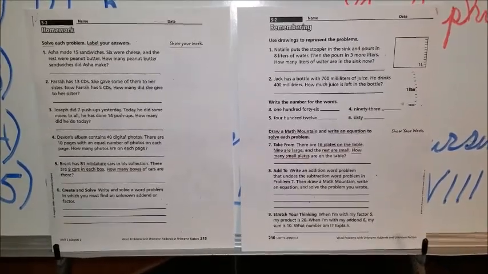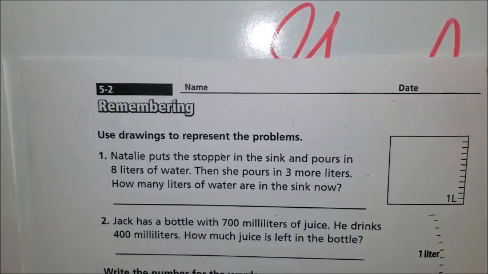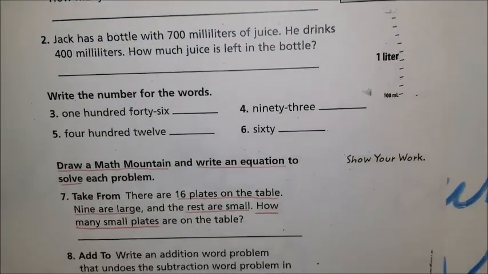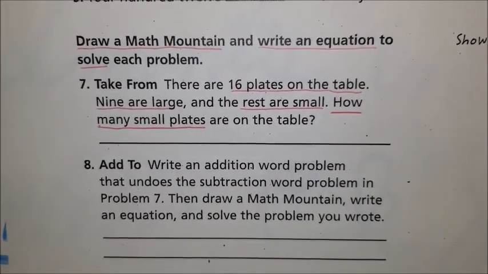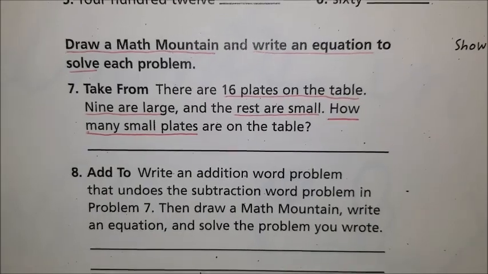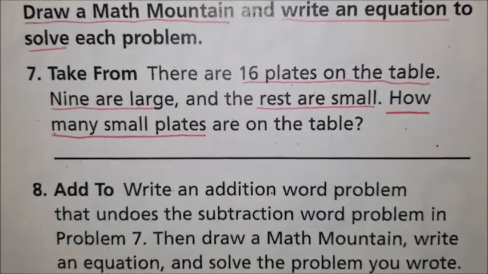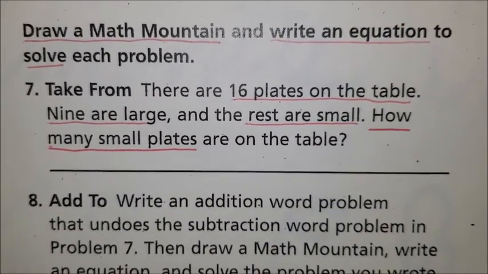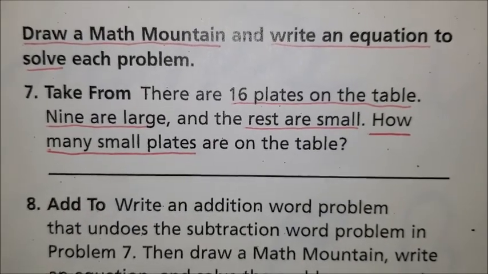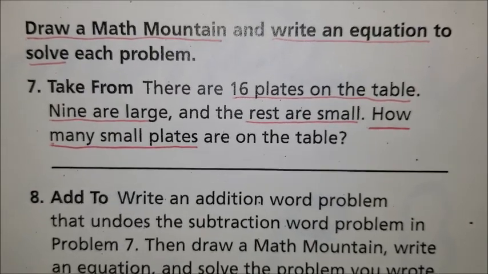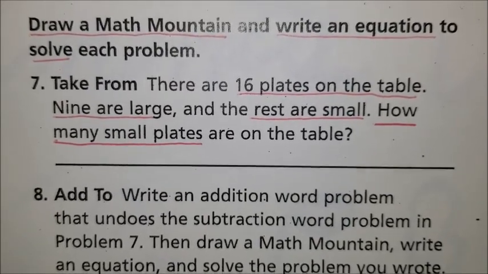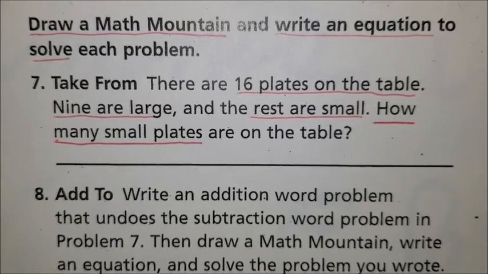Let's take a quick look at today's assignment. Let's flip our paper over and look at the remembering side first. Let's take a quick review at how to read a problem here. First of all, let's underline the important information in our directions. Let's take a quick look at number 7. There are 16 plates on the table. 9 are large and the rest are small. How many small plates are on the table?